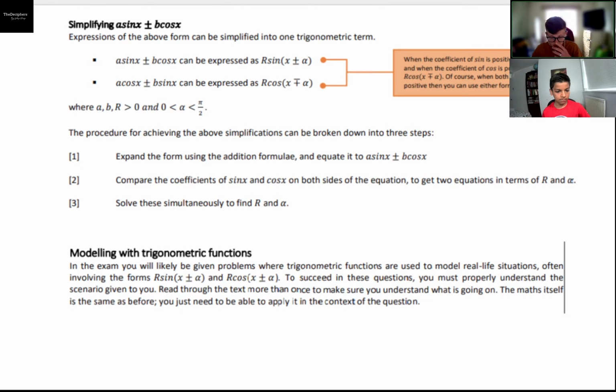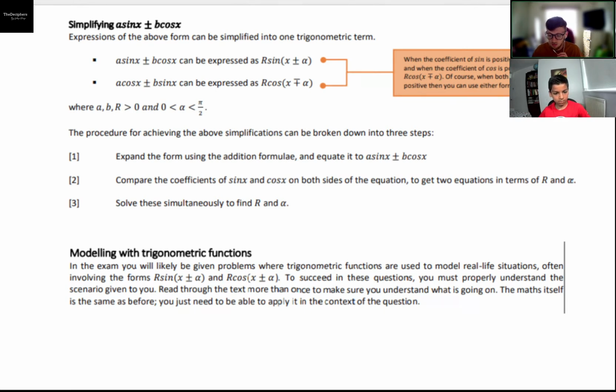So the procedure to get into this form is you expand r sine x plus or minus alpha, or r cos x plus or minus alpha, using the compound angle or addition formulae, and equate it to a sine x plus or minus b cos x. And then you compare coefficients to set up two equations in terms of r and alpha. There are a couple of tricks that you can do to solve these using simultaneous equations quite easily, and we'll show you those tricks when we go through a few examples.